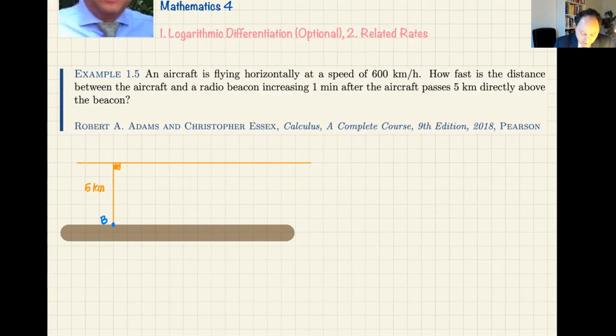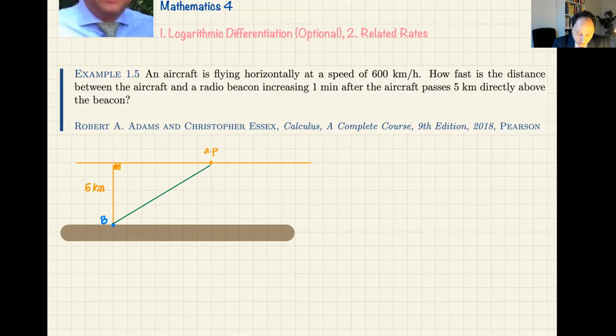When we say distance, we always mean vertical distance. Okay, so this is the distance. And then, for example, after 1 minute, the airplane is here. So let me write airplane. And then we are interested in seeing how fast this distance is changing, because over time, this distance will change, yes?